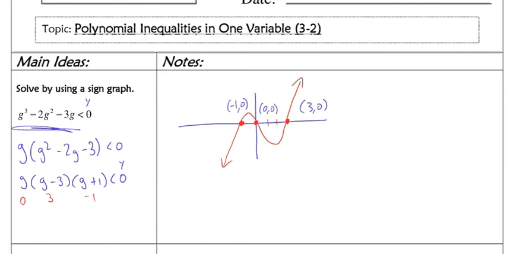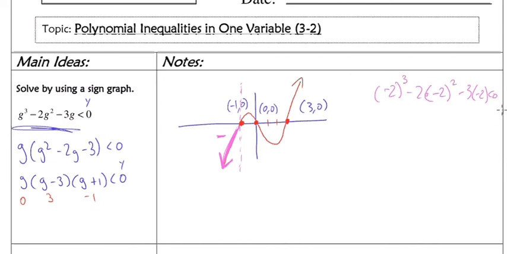If we break this graph up into some pieces here, it looks like if g is less than negative 1, the output, or the y value, since we're pretending it's equal to y, is negative. So when will all of this be negative? Well, if we plug in a g value that is less than negative 1, that will give us a solution. Let's run through and see that for a second. If we were plugging in negative 2 cubed minus 2 times negative 2 squared minus 3 times negative 2, this should be less than 0.